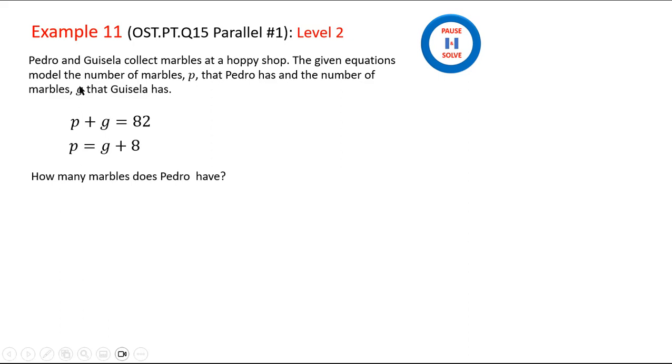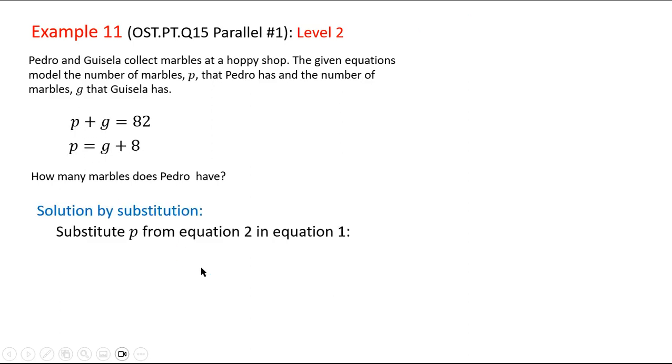Something similar here. Pedro and Gisela collect marbles at a hobby shop. The given equations model the number of marbles P that Pedro has and the number of marbles G that Gisela has. You have this system here. How many marbles does Pedro have? P. Again, you take P from here, plug it here. Substitution. Now, combine, subtract, divide by 2.